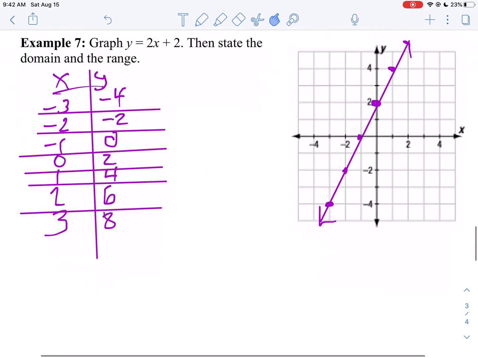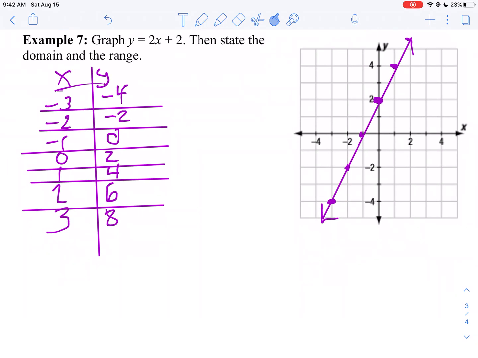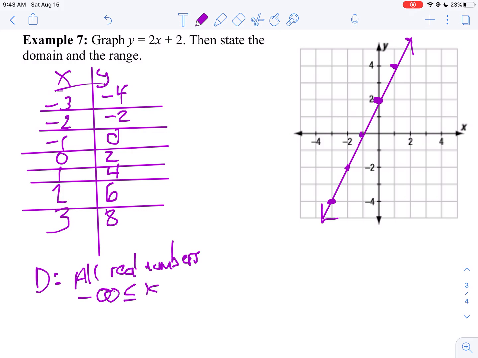Now, I could put anything in the world in for x. x is your domain. So the domain of this function, I'm going to say, is all real numbers. You might see it written as negative infinity is less than or equal to x, which is less than or equal to positive infinity. That's the same thing.